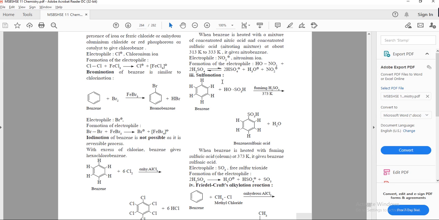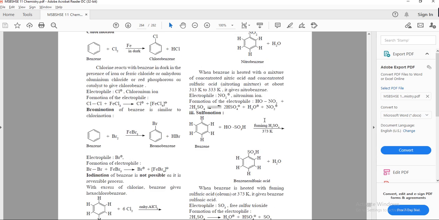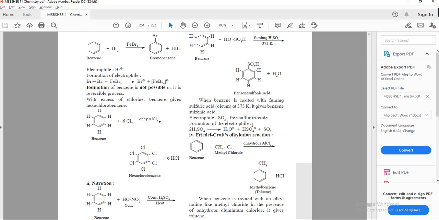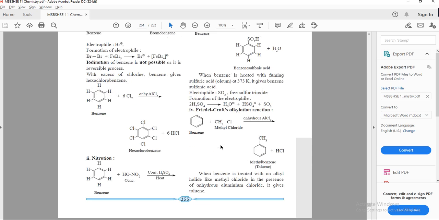Sulfonation reaction. In the sulfonation reaction, the same acid is used, H2SO4. So benzene sulfonic acid is formed, SO3H. My hydrogen atom is replaced by the SO3H group. The temperature is 373 Kelvin, which gives sulfonic acid. SO3 is the electrophile in the reaction.